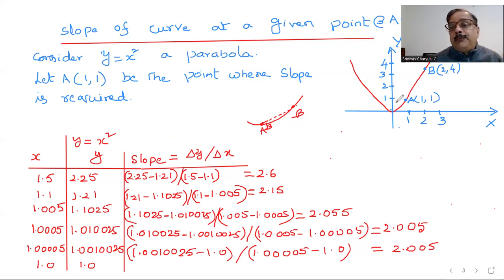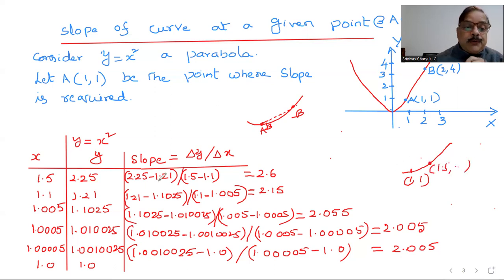So what I require to find the slope, minimum I require one more point. So I will choose a point very close to A. Let us say 1.5. They are asking us to find at (1, 1), that means at the x value of 1. I take x values starting from 1.5 and approach (1, 1). So if this is the curve, let us say this is (1, 1). I will choose from 1.5 onwards.